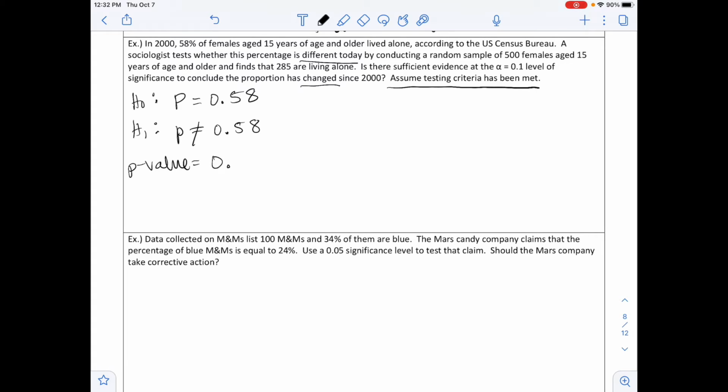From our calculator, we get a p-value equal to 0.6505. And we have to compare this to alpha, which for this case is 0.1, and that was given to us in our problem. And this is definitely greater than, our p-value is definitely greater than alpha. And so this means that we do not reject H0.